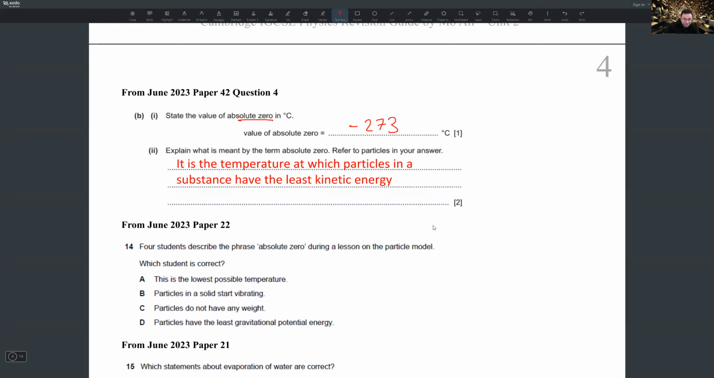Now, before I continue, absolute zero is a new addition to the syllabus. So in questions from 2022 backwards, you won't find the words absolute zero. It's only in 2023 because it's new to the curriculum.